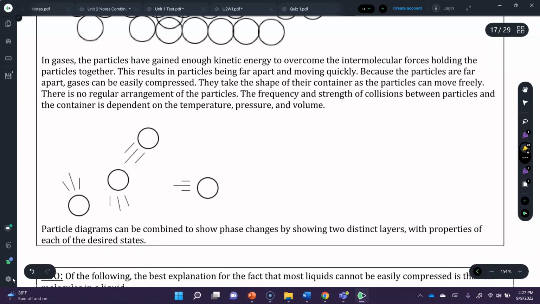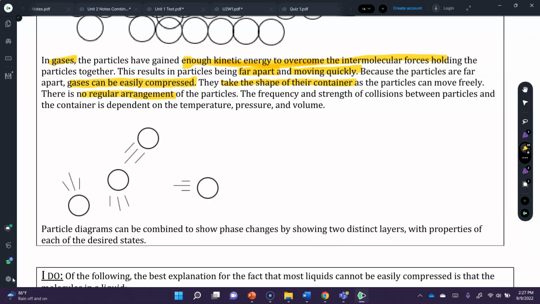Next, in gases, the particles have gained enough kinetic energy to overcome intermolecular forces holding those particles together. This results in the particles being far apart and moving very quickly. Because the particles are far apart, gases can be easily compressed. They also take the shape of their container as the particles can move freely. There is no regular arrangement of the particles.